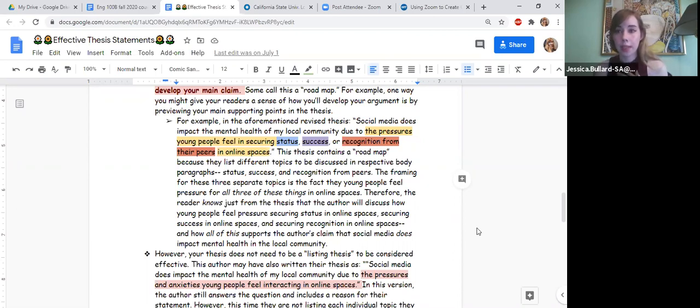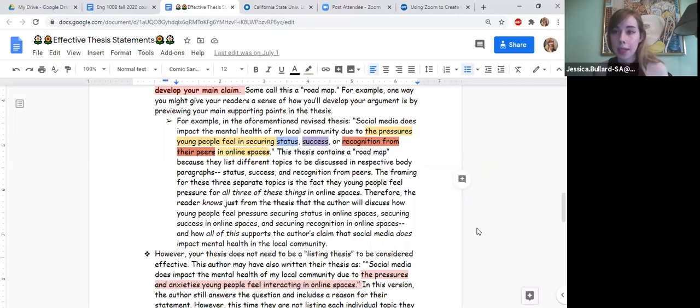So as a reader, I know one paragraph will probably focus on status, another will focus on success, and a third will focus on recognition from peers. And the framing for each of those separate topics is all about how people feel pressure in an online space, right? So for example, the first body paragraph will just focus on how people feel pressure to have a certain status in online spaces, specifically like social media, okay?